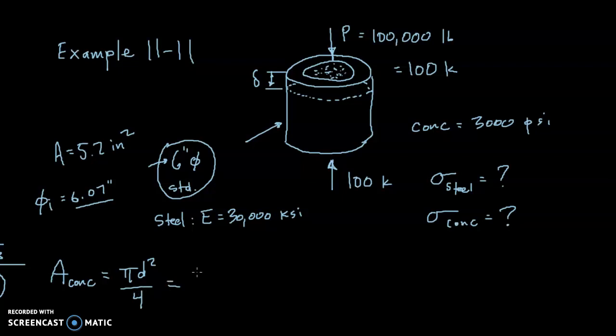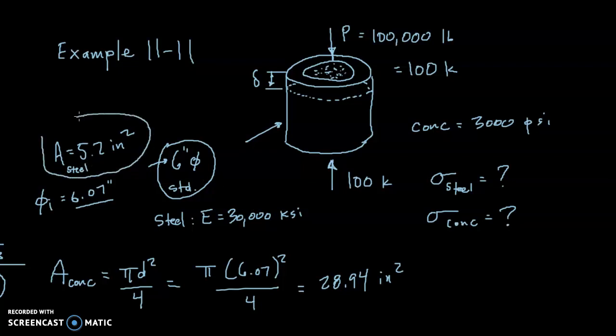So the area of the concrete is going to be equal to pi d squared over 4. So that's pi times a diameter of 6.07 squared divided by 4. And that is equal to 28.94 inches squared. So I have my area of steel of 5.2 square inches, and I have my area of concrete of 28.94.